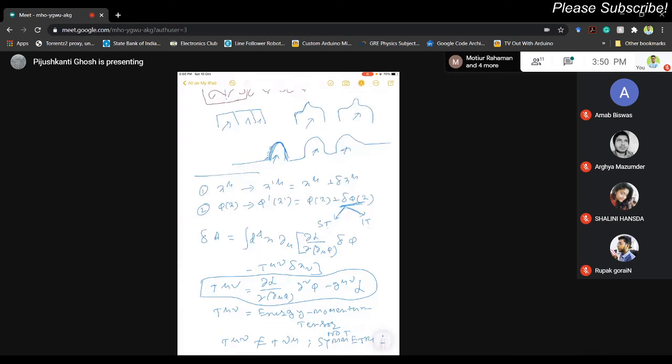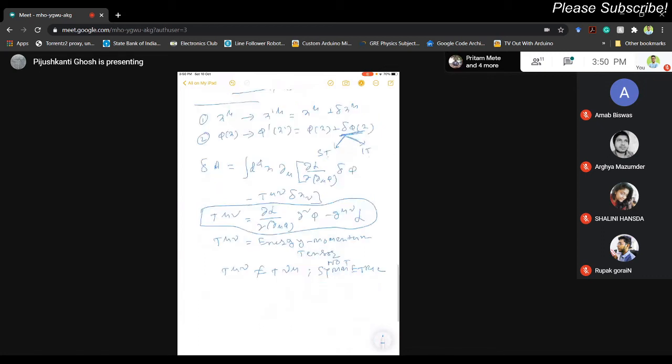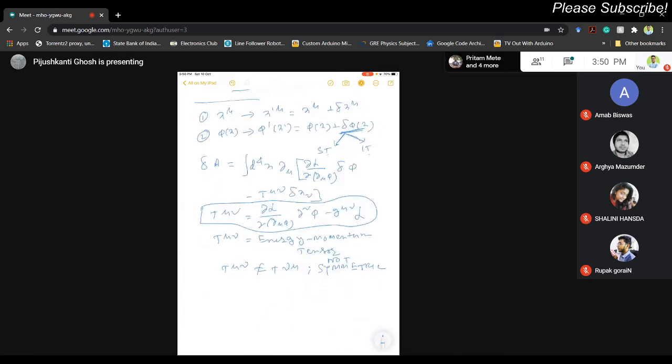The energy momentum tensor is not symmetric in general. In some cases it is symmetric, but in most cases it is not. For example, in scalar field theory it is a symmetric energy momentum tensor. For the Maxwell field, it is not symmetric. But we require T mu nu to be symmetric on two grounds. One is the general theory of relativity, where Einstein's equation gives G mu nu equal to T mu nu.